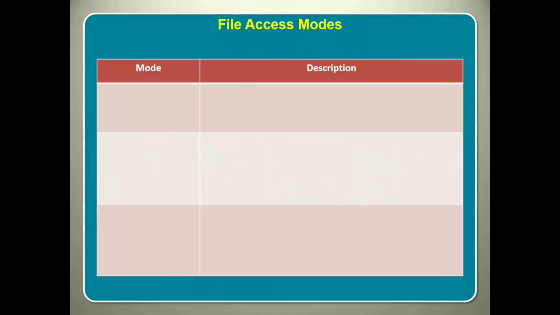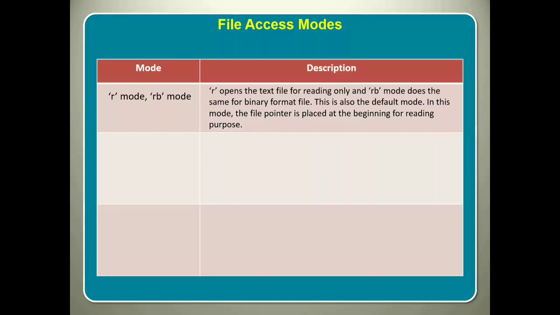Next, let us explore various file access modes. The first file access mode is the r mode. r opens the text file for reading only, and rb mode does the same for a binary format file. This is also the default mode. In this mode, the file pointer is placed at the beginning for reading purposes.